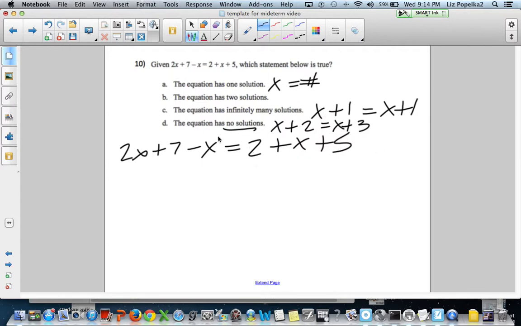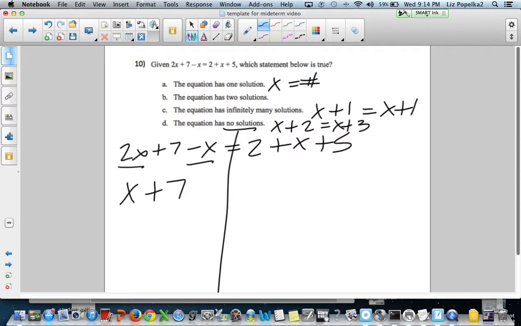So with those ideas in mind, let me go ahead and solve this. I've got 2x and a negative x on the same side of the equal sign, so I'm going to combine them. 2x's, take away an x, is an x, plus 7 over here because I can't do 7 plus x. Over here I can put together 2 plus 5, which will give me a 7 plus x.